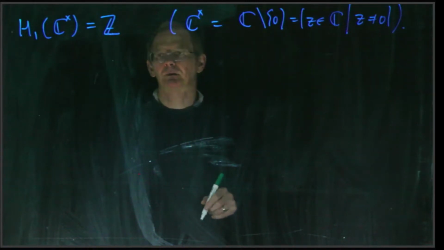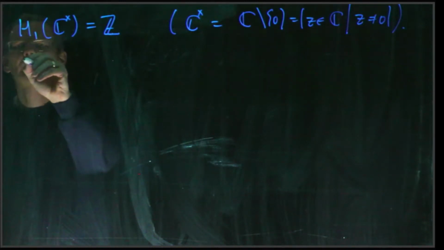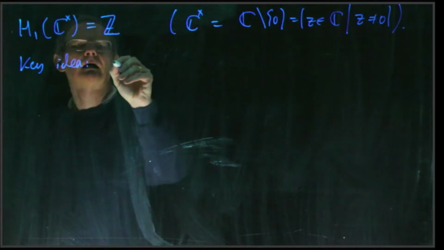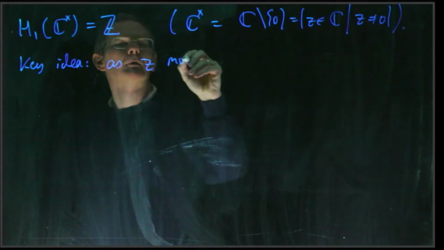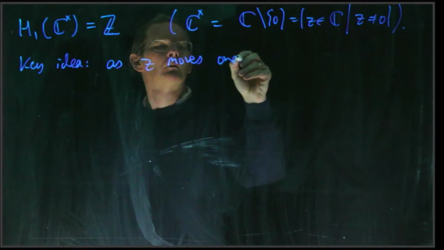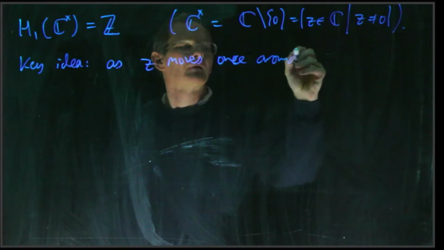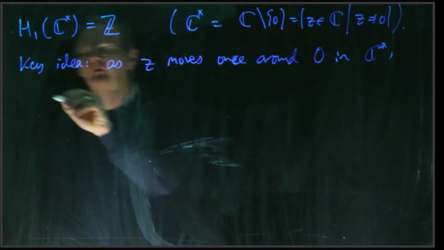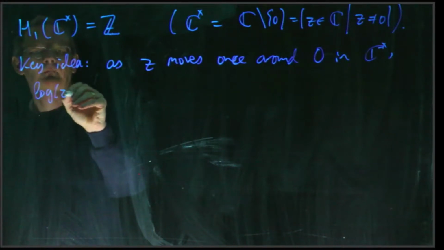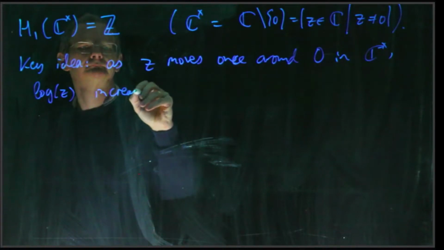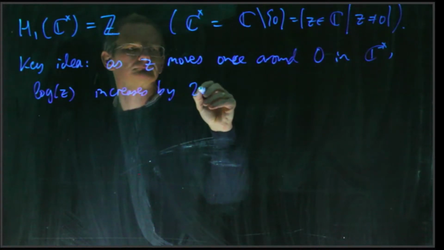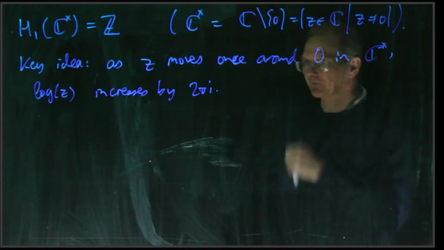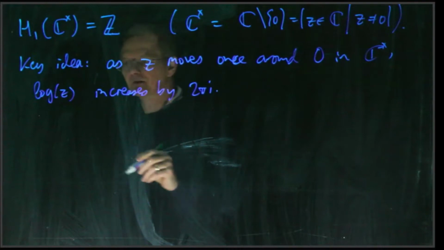Okay, and so how do we do this? The key idea is that as z moves once around the origin, the logarithm of z increases by 2 pi i. That's how you're supposed to detect that something is moving around the origin. So what exactly do we mean by this?